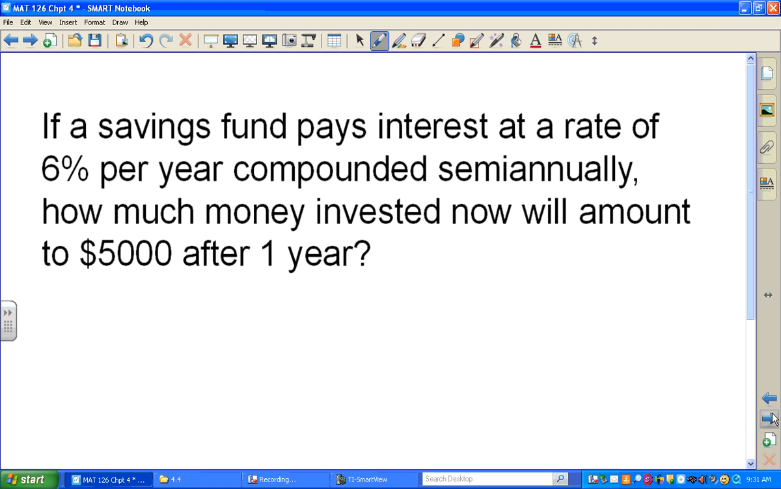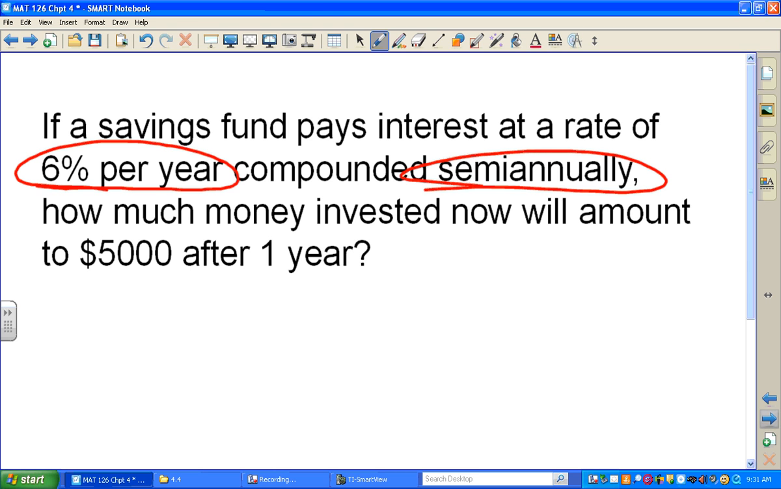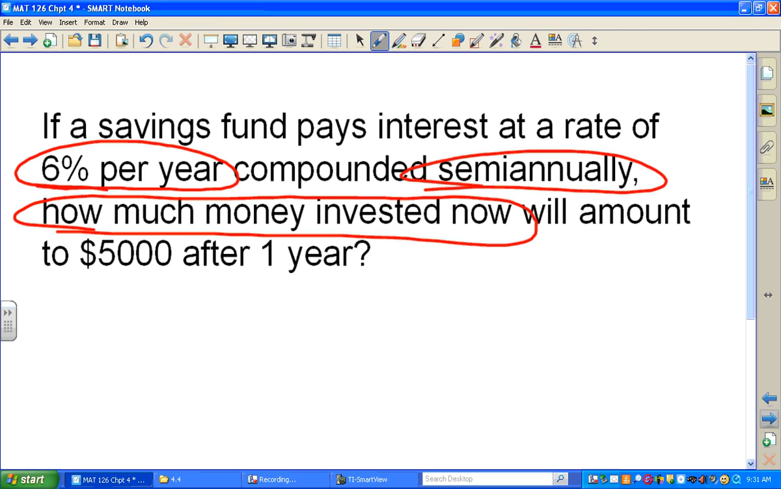If a savings fund pays interest rate at 6% per year, compounded semi-annually. How much money invested now will amount to $500 after 1 year. I think I have all the players identified in this equation. $5,000. That's how much I need to invest now.